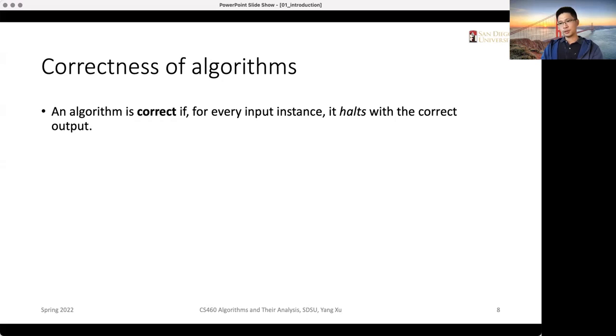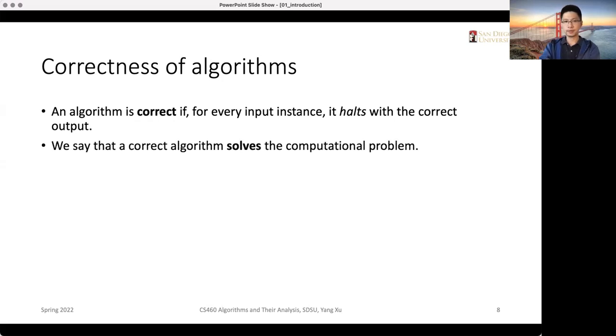Although it's impossible to examine all the possible input sequences, there's a way to prove the correctness of the algorithms. But as long as there is one input sequence for which the algorithm doesn't produce the correct output, then we will say this algorithm is not a correct one, or an incorrect algorithm. So we will say that a correct algorithm will solve the computational problem.